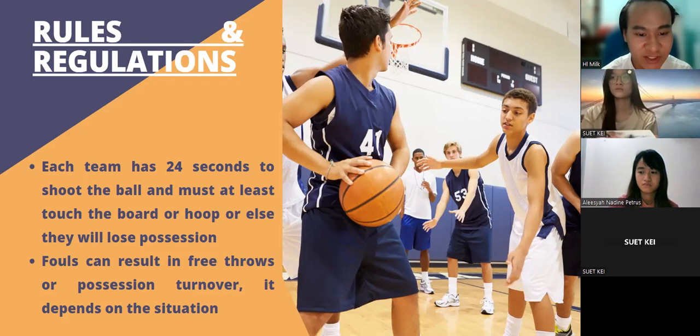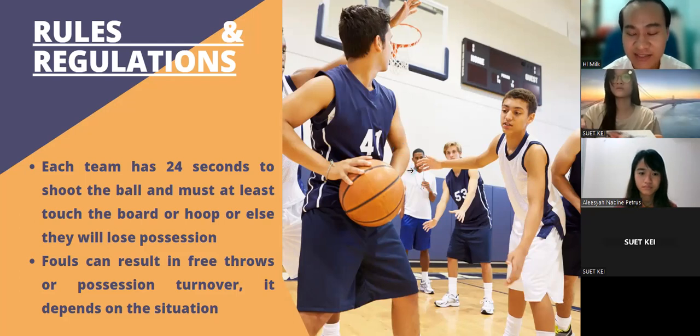For the fouls, there are different situations. It depends on the situation. So there are free throws and possession turnover. For free throws, it depends on whether the player is shooting in the 2 points area or the 3 points area. If the player is shooting in the 2 points area and the opponent fouls, then the attacking player will get 2 chances of free throws.